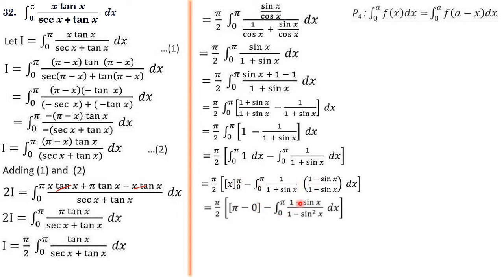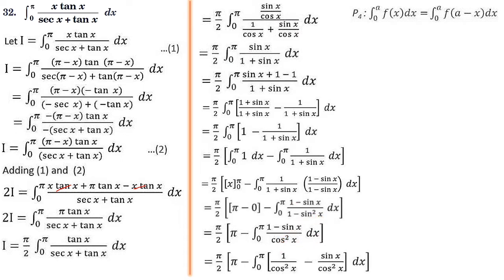Here the numerator is only 1 minus sin x. In the denominator, a plus b into a minus b, 1 plus sin x into 1 minus sin x, is a square minus b square, so 1 minus sin square x dx. Then pi by 2 into, here pi minus 0 is only pi, minus integral 0 to pi, 1 minus sin x divided by 1 minus sin square x, which is cos square x dx.